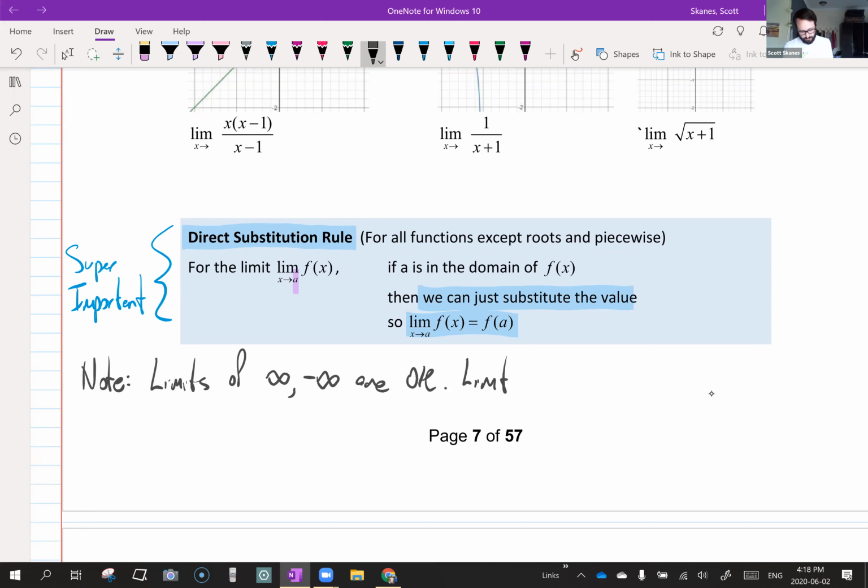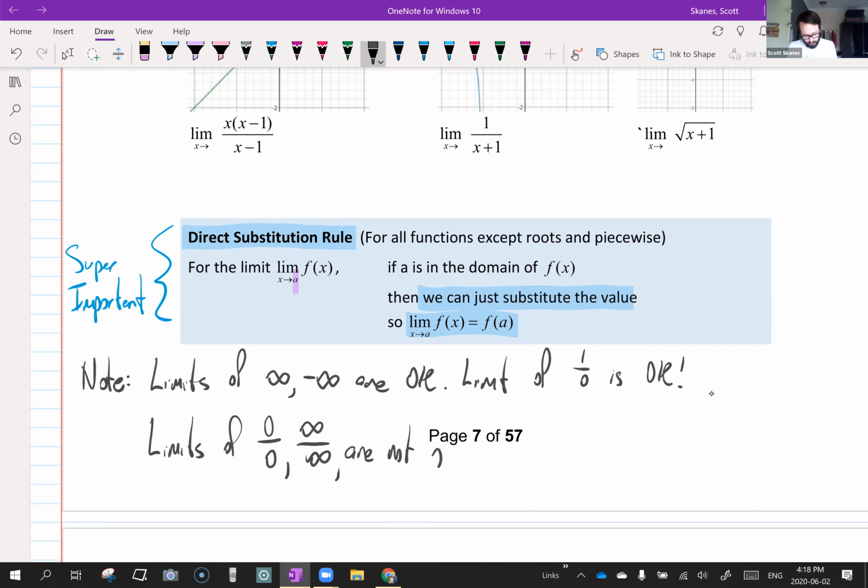Limits of 1 over 0 is actually even okay. That might be weird to you, but limits let us divide by 0. The only issues are limits of 0 over 0 or infinity over infinity, which are not okay. So just make a note of that, take a picture of it or write it all down. That's an important note that we need to refer to later, and when it comes up, I'll tell you.